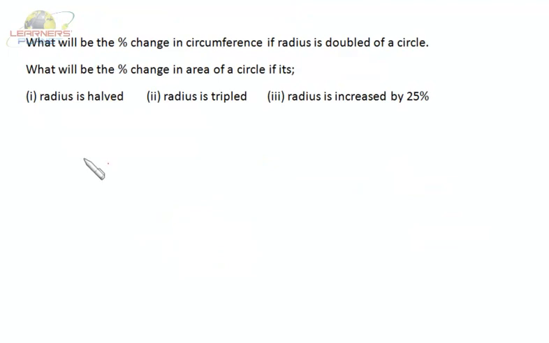Now let's take the case of a circle. What will be the percentage change in circumference if the radius of a circle is doubled? And what is the formula for circumference of a circle? C is equal to 2 pi r. Now friends, there is only one variable in this case. Circumference is totally dependent upon the radius of the circle since 2 pi is constant. So we do not consider 2 pi in our calculations.